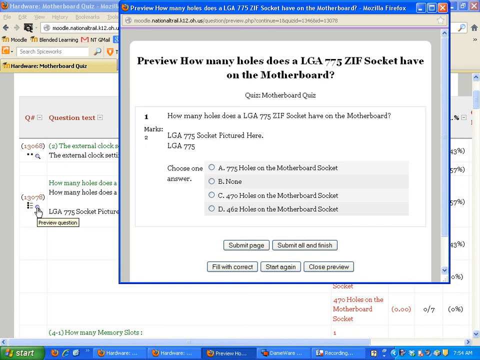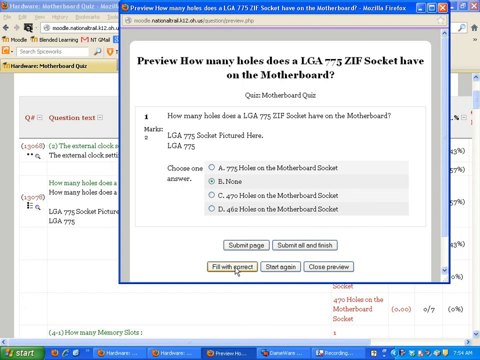None. 0 was the answer, okay? It has 775 connectors, but the answer is none with this. There are no holes. It's an LGA socket. If it was a ZIF, that would be true. Oh, Mr. Poole, that is so unfair. That was a trick question, because you said Z. Were you listening to it?